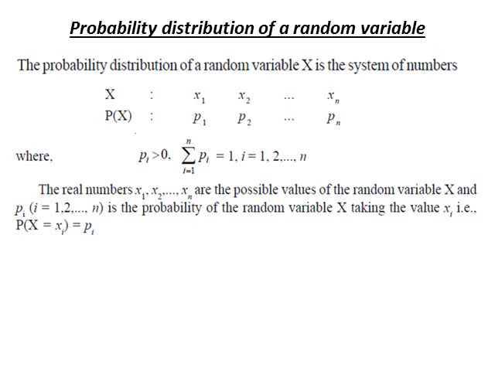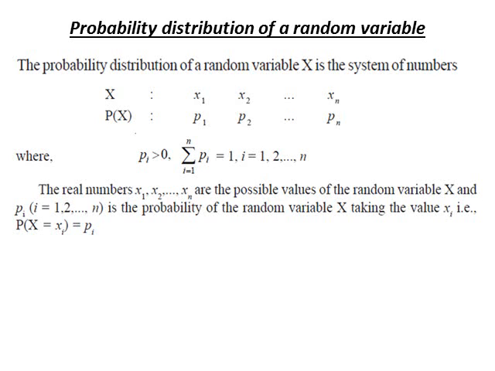The probability distribution of a random variable x is the system of numbers where x takes the values x1, x2 and so on up to xn, with corresponding probabilities p1, p2 and so on up to pn, where each pi is greater than 0 and the sum of all the probabilities, that is summation pi equals 1, where i equals 1, 2 and so on up to n.